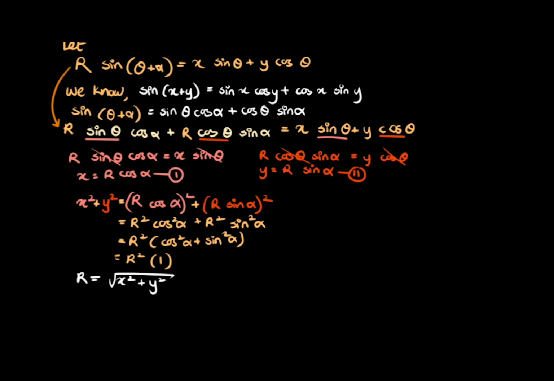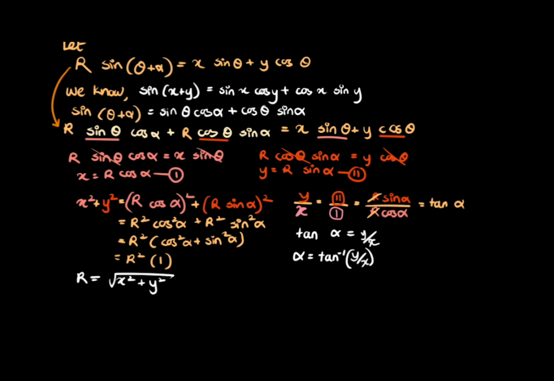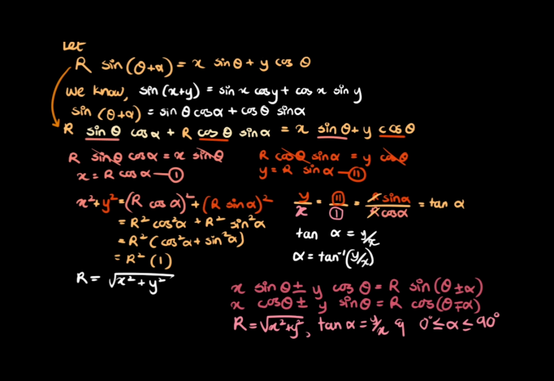So, let's take x squared plus y squared. Instead of r cos alpha and r sin alpha, we expand and substitute cos squared alpha plus sin squared alpha with 1. Hence, r equals the square root of x squared plus y squared. Similarly, let's divide y by x. That gives us r sin alpha by r cos alpha, which is basically tan alpha. We rearrange to see that alpha equals tan inverse of y by x. So, these are the identities we have established so far.